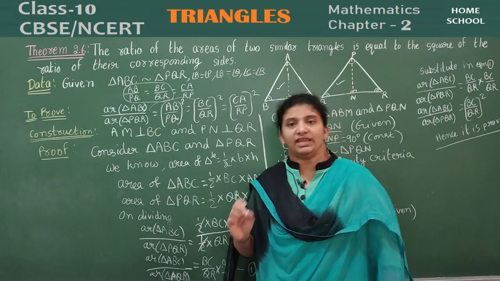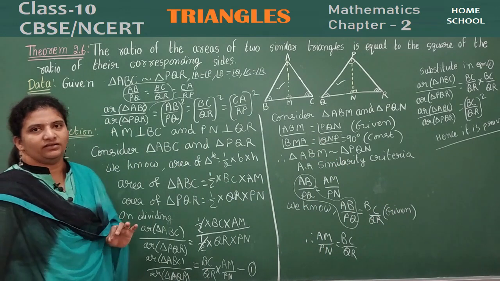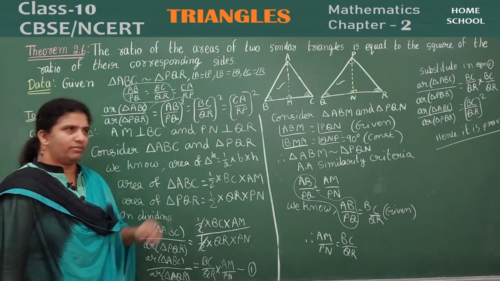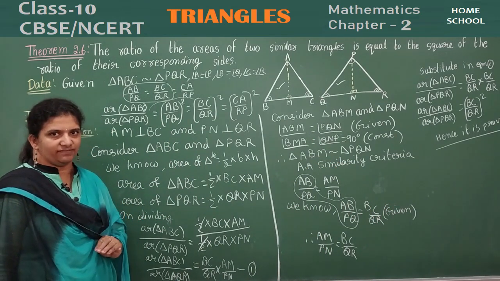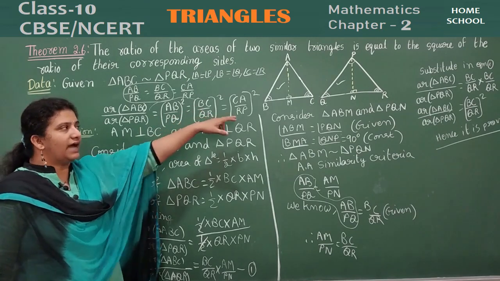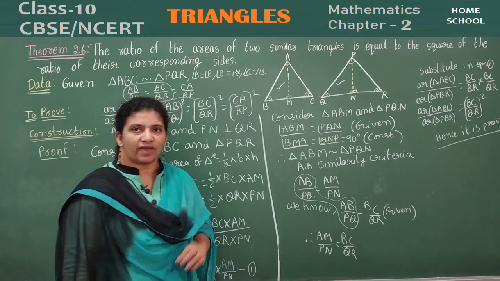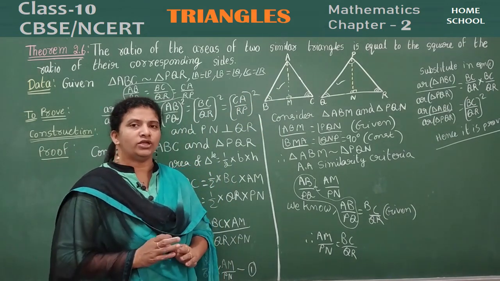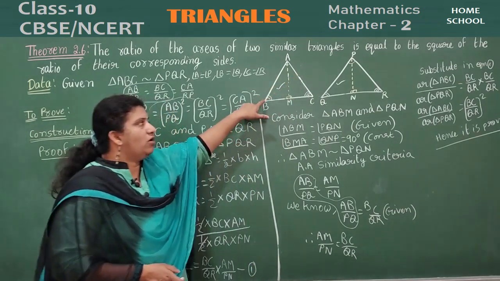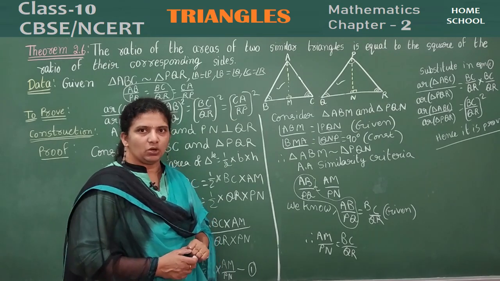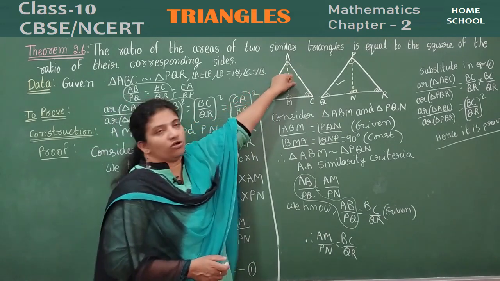So let's have a recap here, children. Observe carefully. First you decide which ratio you want to prove. Not all the ratios are needed, but in the same manner, you adjust that side to be the base. Suppose you want to prove AC by PR whole square. Then what you need to do? You need to draw an altitude from this base to the opposite vertex.